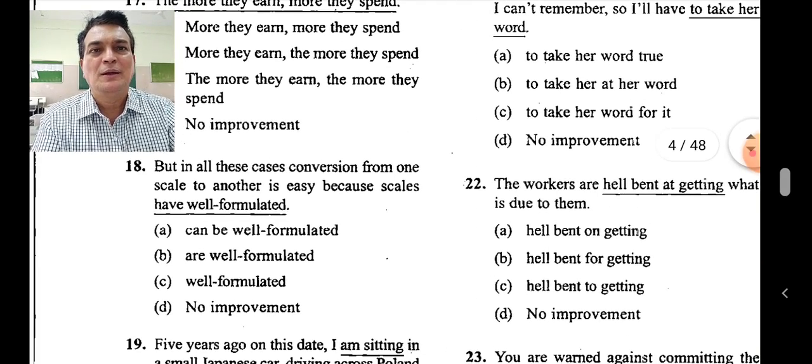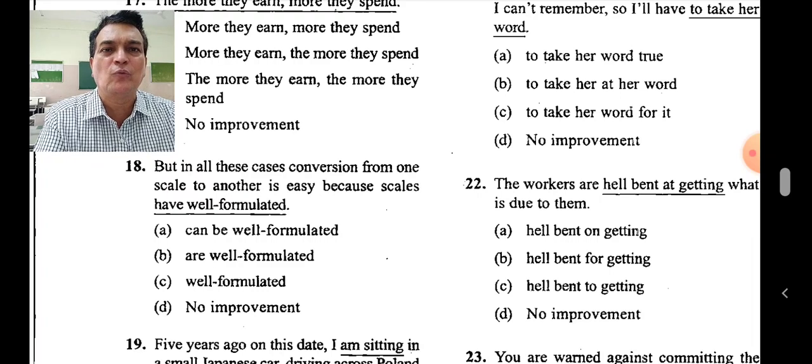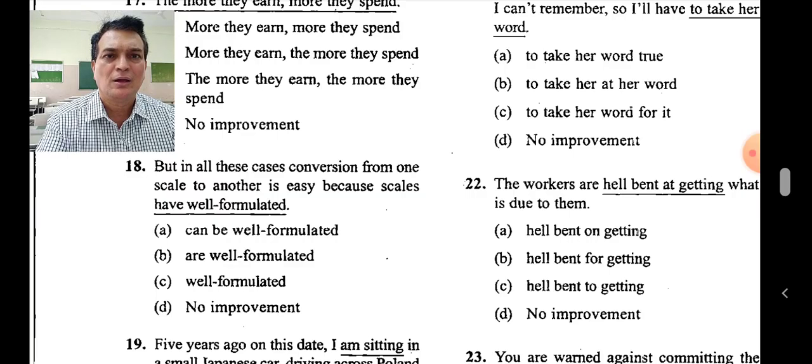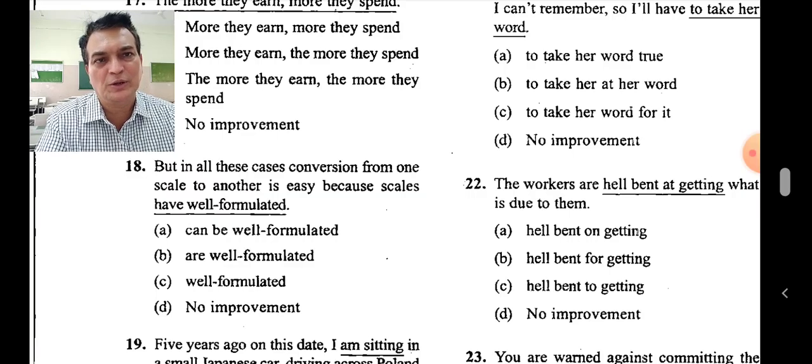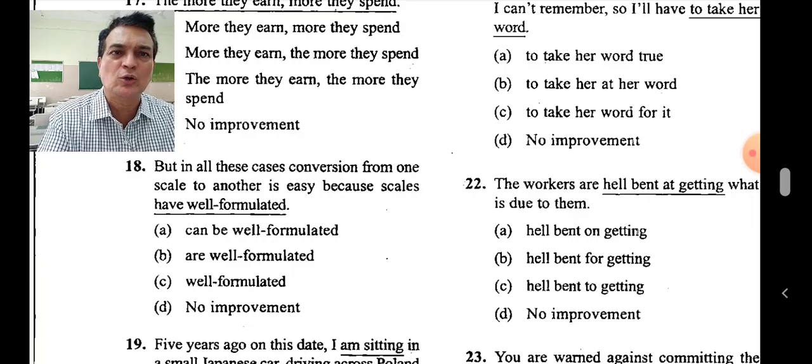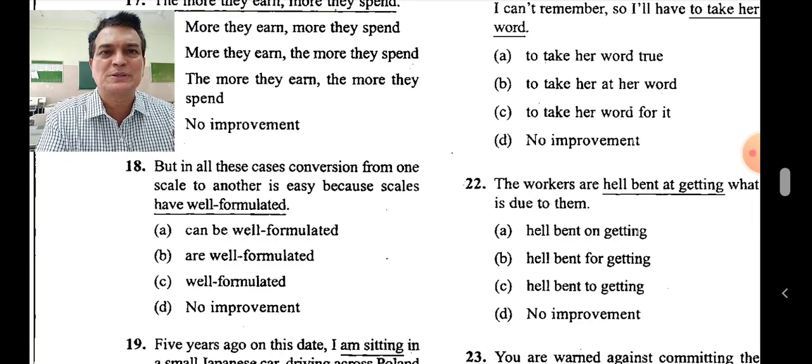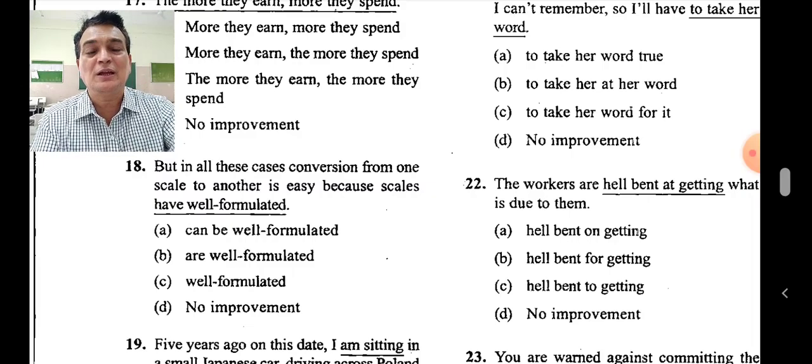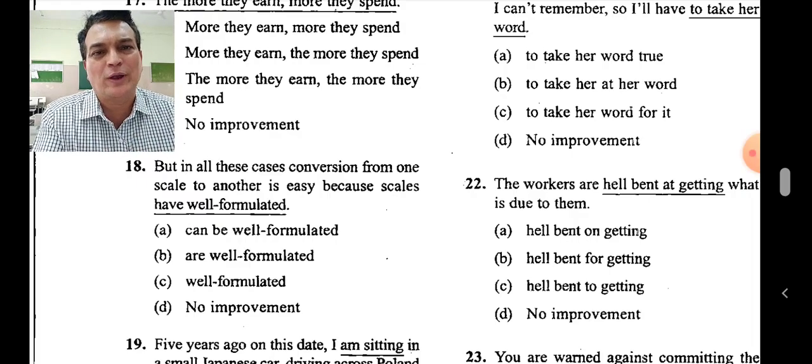Now the 18th one. But in all these cases, conversion from one scale to another is easy because scales are well formulated. Is easy, that's in simple present tense, because scales are well formulated. Think about the tense that is there in the earlier clause. Then it will be easier for you to find out.